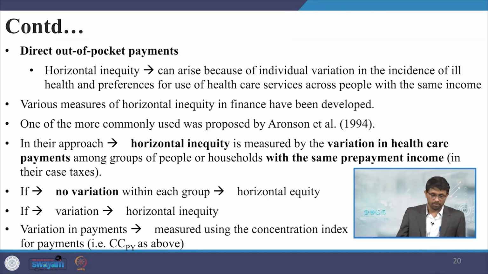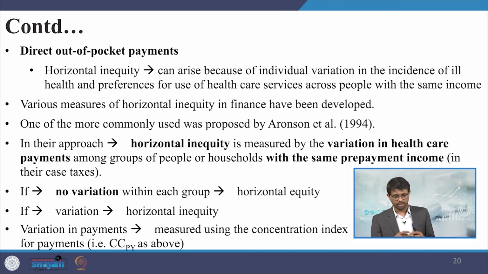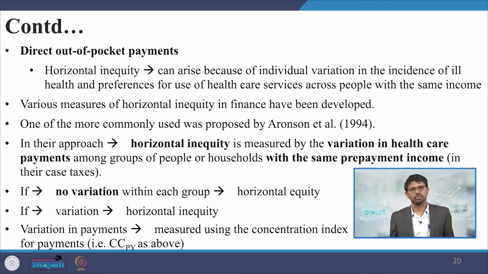Direct out of pocket payments also explain the context of horizontal inequity. This arises because individuals are actually different in terms of their incidence of ill health and their preference for use of health services across people with the same income. Since this varies, out of pocket payments are different even with the same income level.